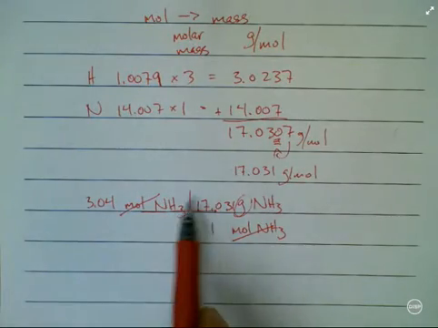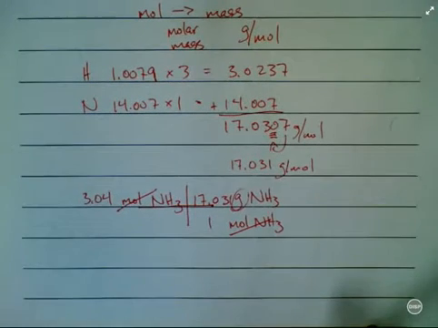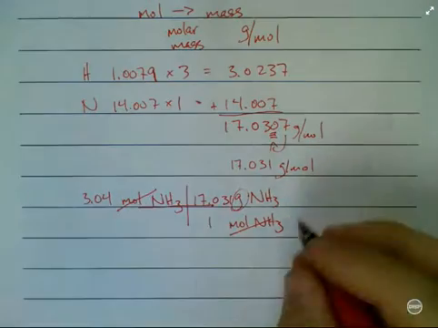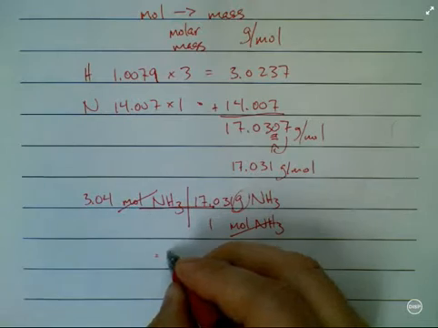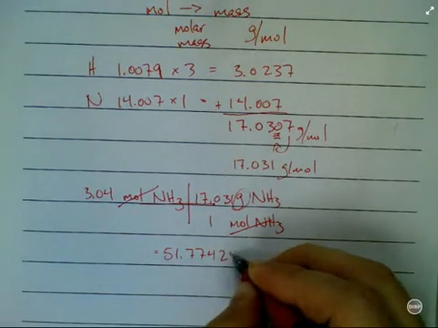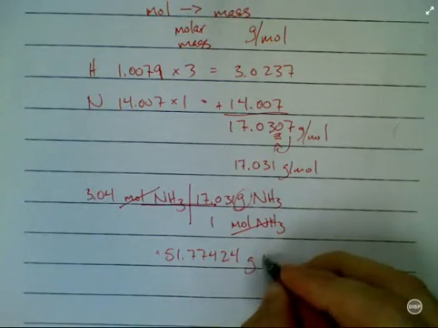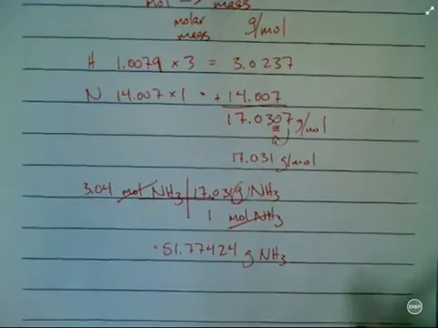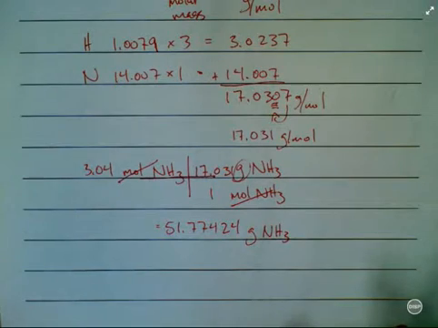Notice again that the way I've set up my problem actually tells me what mathematical function to carry out, what to do with my calculator. The way this is set up tells me to take 3.04 and multiply it by 17.031. My calculator tells me that this is 51.77424 grams of NH3. But we're not done yet because we have not considered the proper number of significant figures.